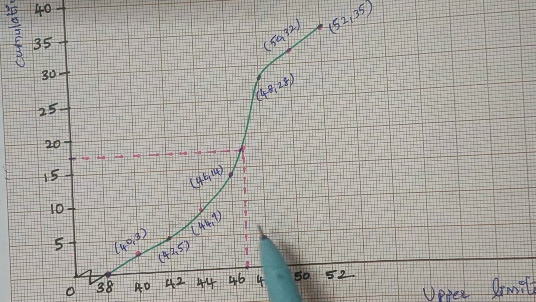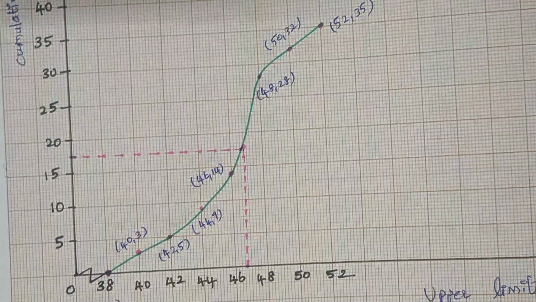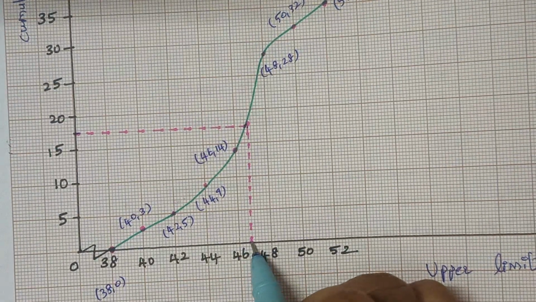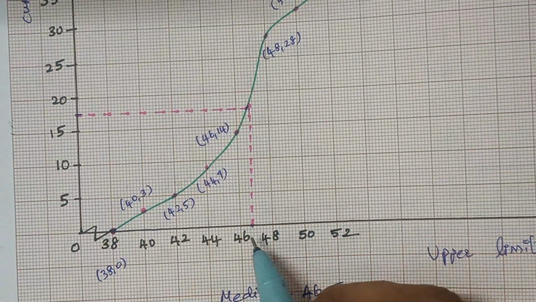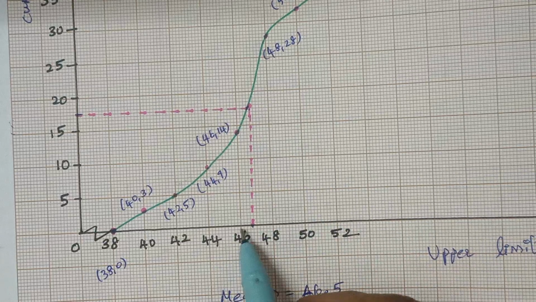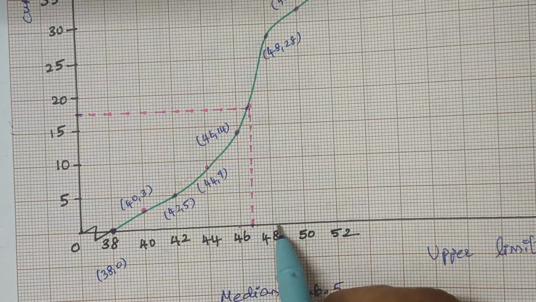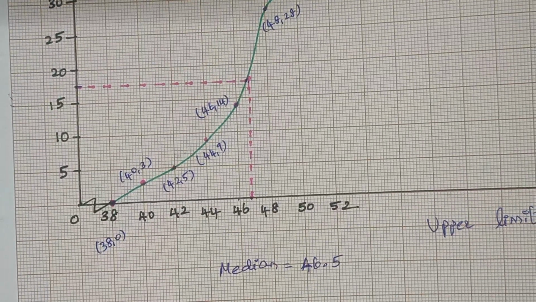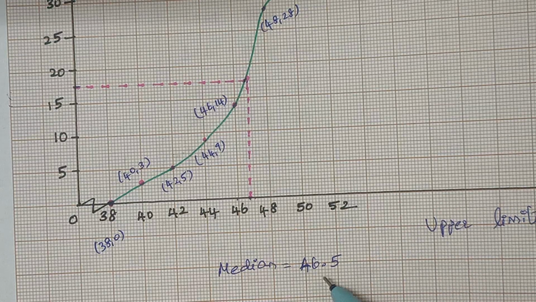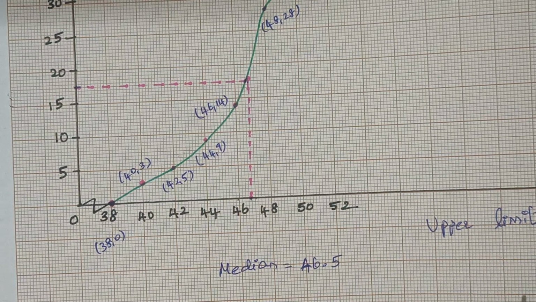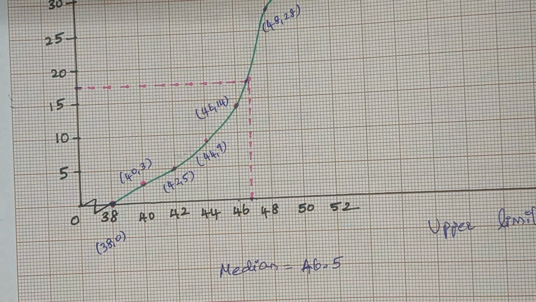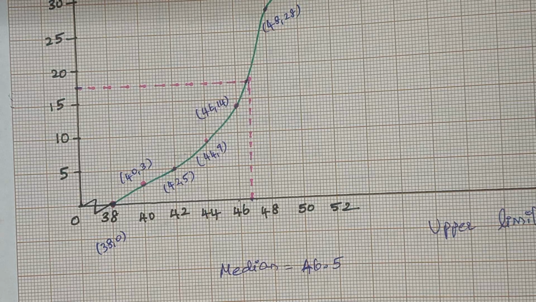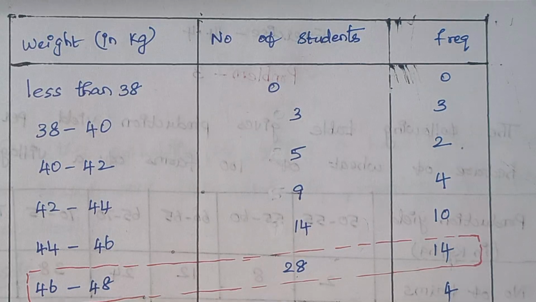Here we will be having some values. After drawing the line, the value here is exactly 46.5, because here it is 46, here it is 47, and here it is 48. Therefore the value of the median is 46.5. So from the graph we have finally concluded the median value as 46.5.